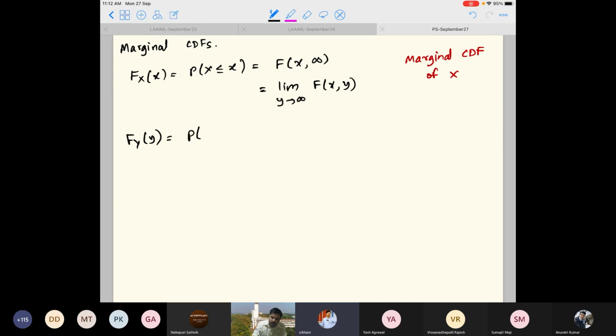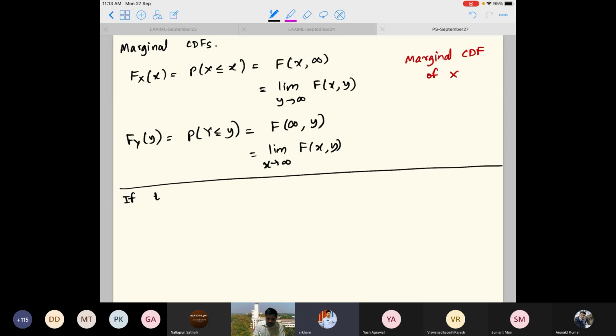So this will be probability capital Y less than or equal to y, which is basically F of infinity and y, which is the same as the limit x tending to infinity of F of x, y, right? So from the figure it becomes really easy, right? So another important thing, now I will define joint density. I'll define the joint CDF in the following way.